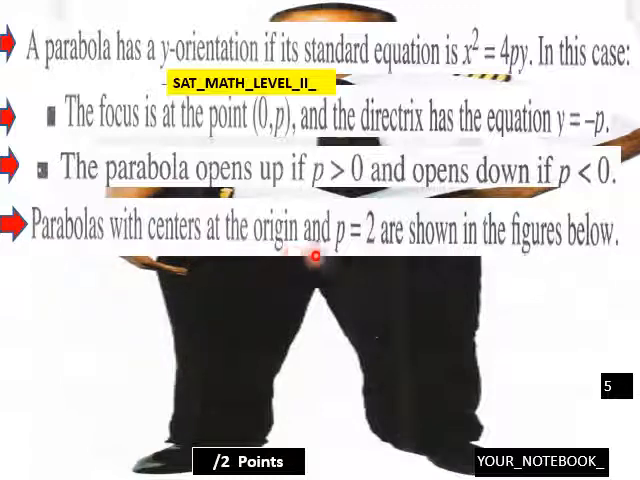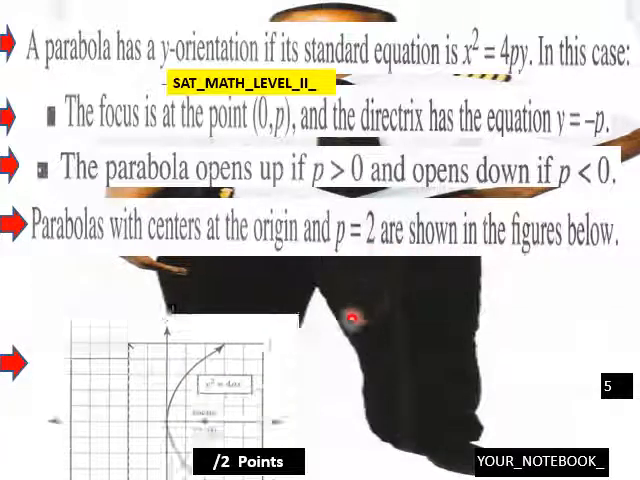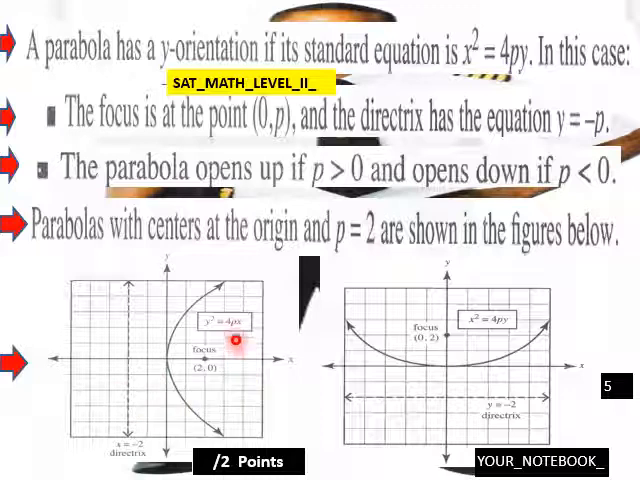Parabolas with centers at the origin and p equals 2 are shown in the figures below. So here's two examples here of a parabola that opens up, and then this opens to the side. y squared equals 4px, and then x squared equals 4py. That'll be this example here.